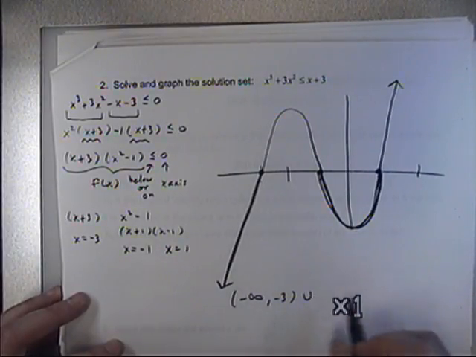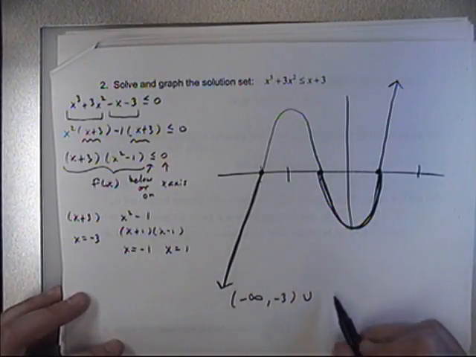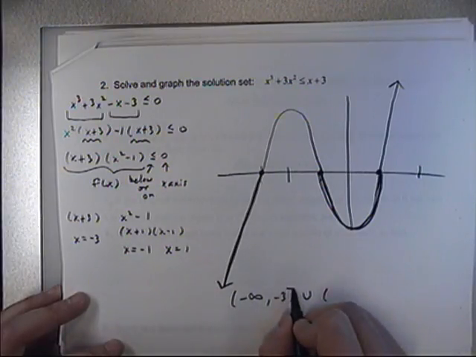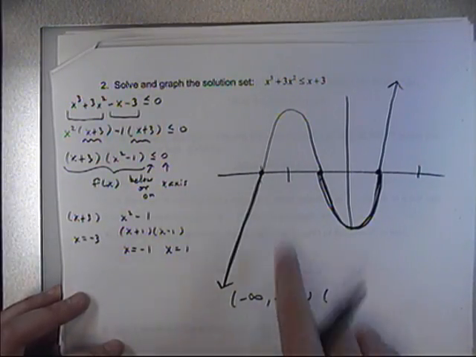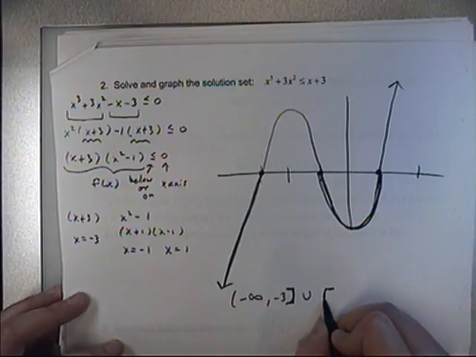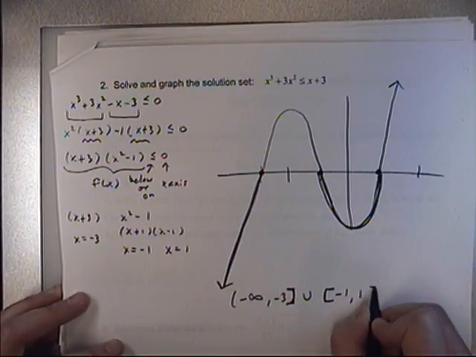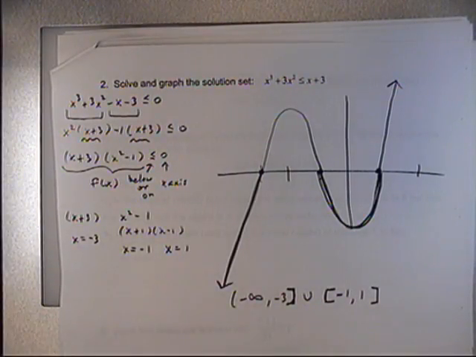And I'm going to also add from negative 1 to positive 1. Oh, hey, I forgot a bracket, didn't I? Because I have to include that negative 3 point. Okay, same thing here. Bracket this one from negative 1 to positive 1, like so.